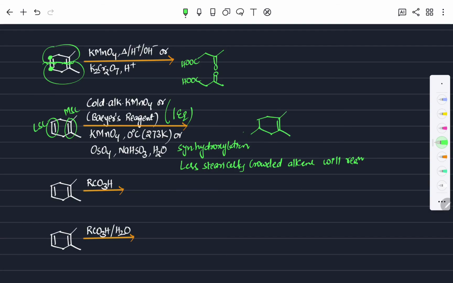It is less sterically crowded. You can simply add OH groups. It is a syn hydroxylation with the corresponding reagent.